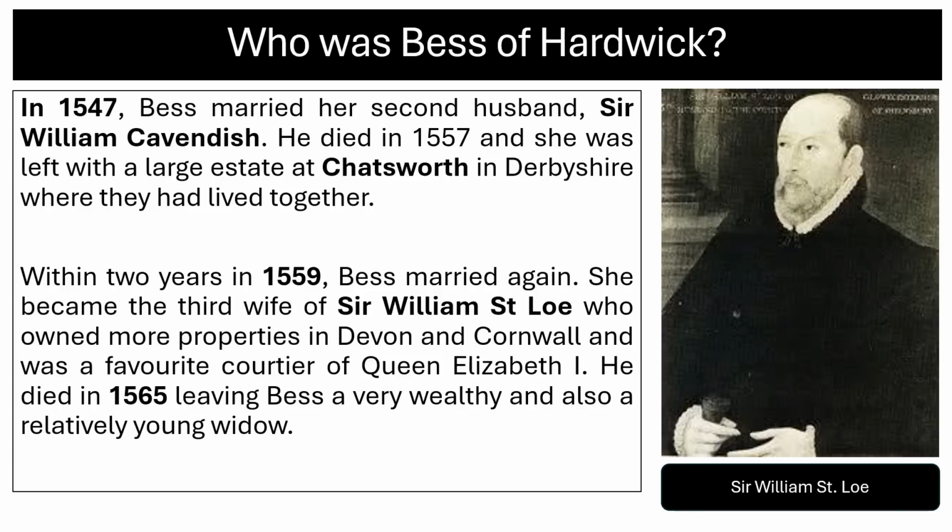Within 2 years, in 1559, Bess married again, and she became the third wife of Sir William St Low, who owned more properties in Devon and Cornwall. He's a favourite courtier of Queen Elizabeth I, and that gives Bess connections with Elizabeth I. She gets to meet Elizabeth I, and they know each other. He dies in 1565, leaving Bess a very wealthy, but also a relatively young widow by this stage.